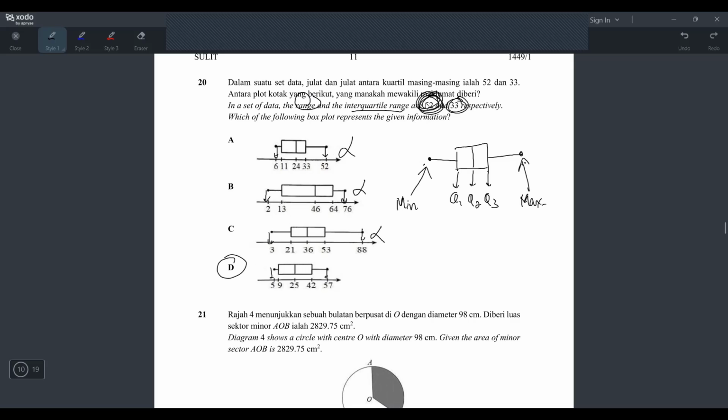Then what about the 33? 33 is the interquartile range. Interquartile range formula is Q3 minus Q1. Let's check whether Q3 minus Q1 gives 33. Q3 is this line, Q1 is this line. So we can see it's 42 minus 9. What is 42 minus 9? You will get 33. Exactly. So the answer is D.